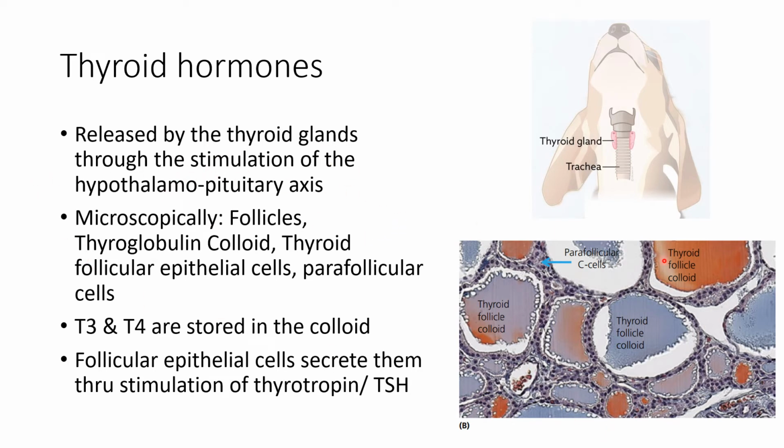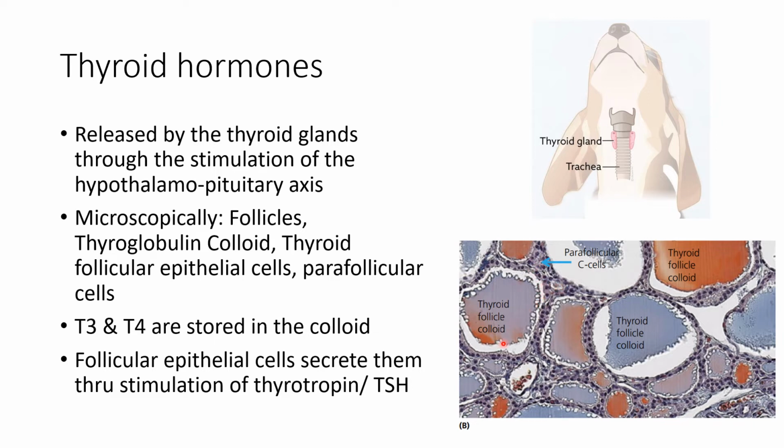So microscopically, this is a microscopic picture of your thyroid gland. It is composed of your thyroid follicles. This entire structure, your thyroglobulin colloids, the blue and orange colored structures. These are colloids which actually store your thyroid hormones, your thyroid follicular cells, and your parafollicular cells or C cells that secrete your calcitonin.